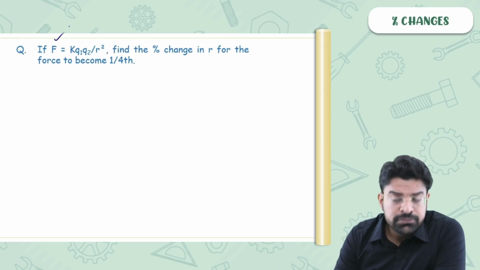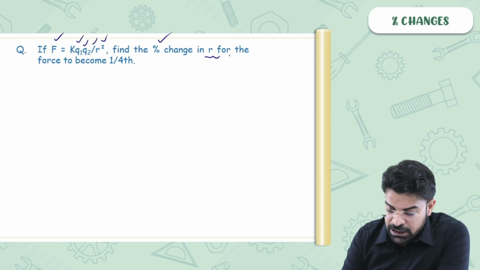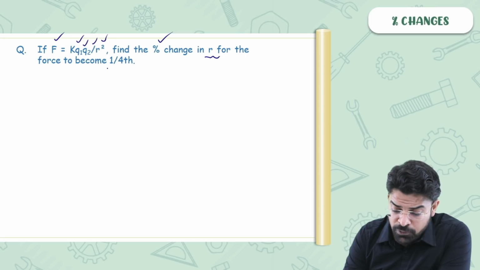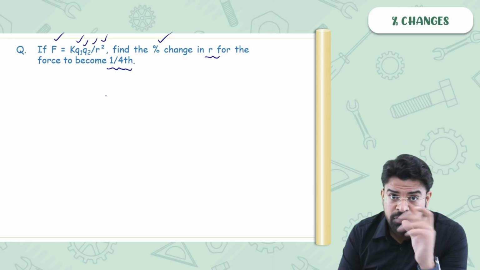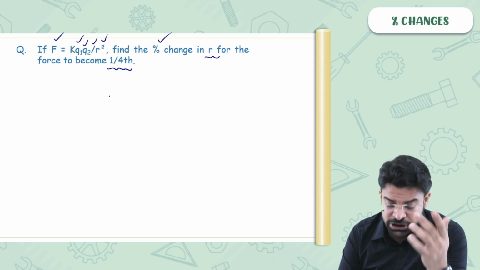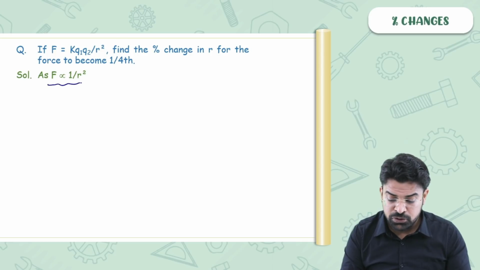If the force between two charges is given by k q1 q2 by r square, find the percentage change in r for the force to become 1/4. You want the force to become 1/4. What has to be the percentage change in r? So here we can see clearly that force is proportional to 1 by r square.